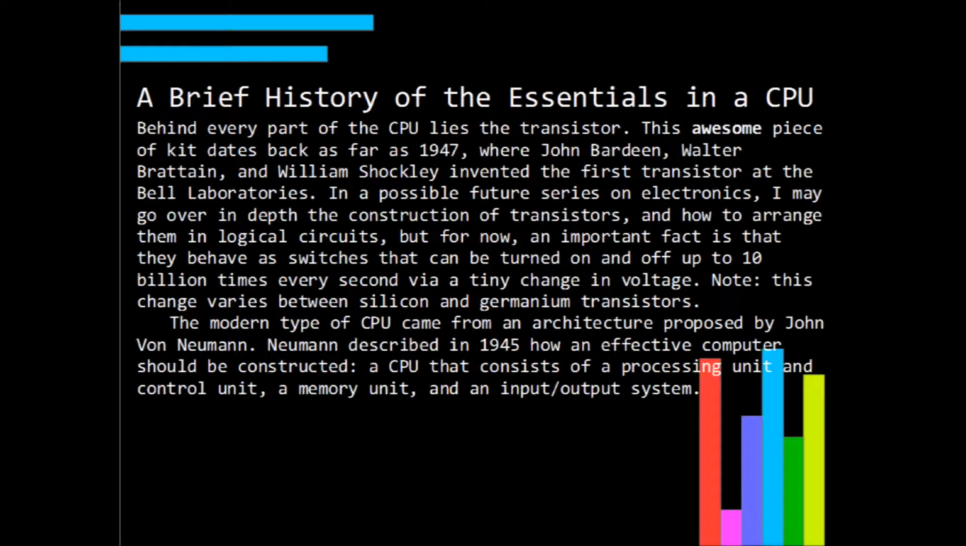The modern type of CPU came from an architecture proposed by John von Neumann. Neumann described in 1945 how an effective computer should be constructed: a CPU that consists of a processing unit and a control unit, a memory unit, and an input-output system.